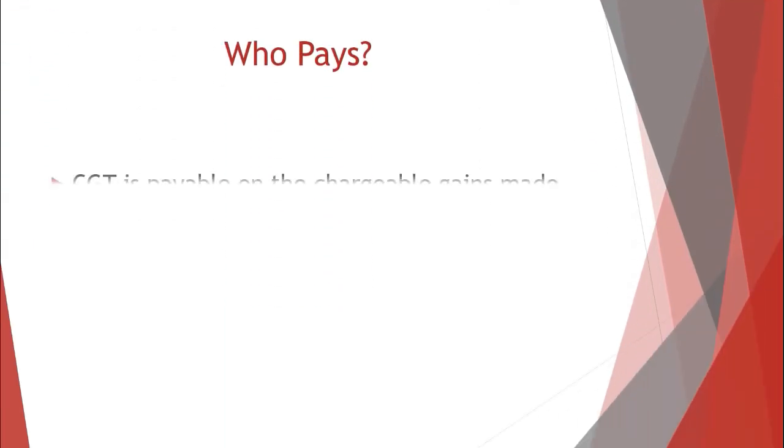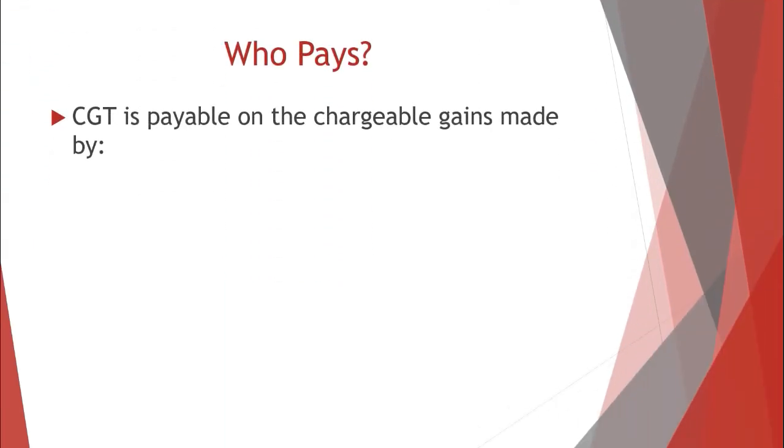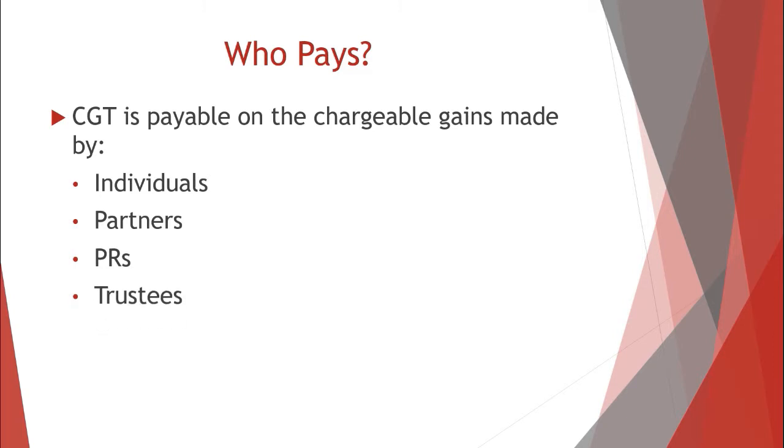CGT is payable on the chargeable gains made by individuals, partners in accordance with each partner's share of the partnership, PRs who sell chargeable assets of the deceased during the course of administration and realize a gain, and trustees when there is a disposal of a chargeable asset from a trust fund.